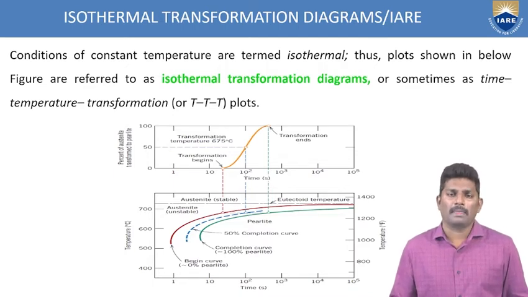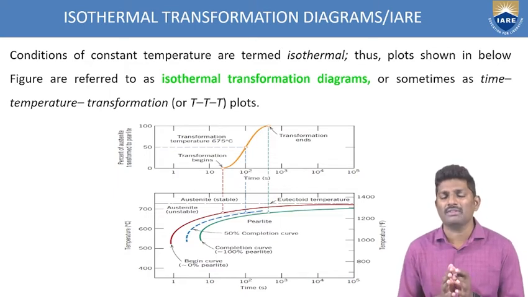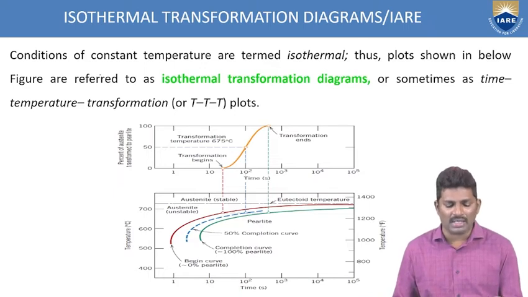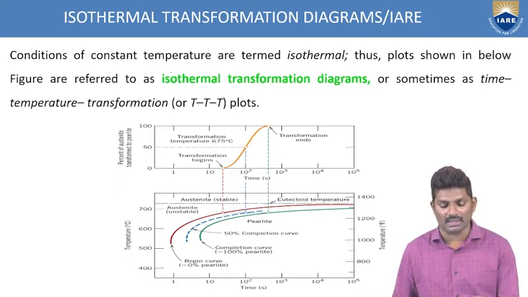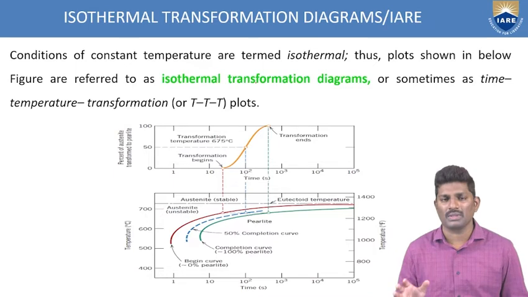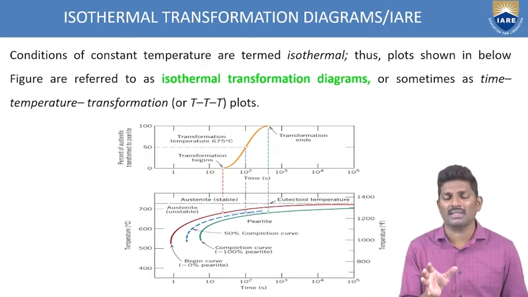Now coming to the isothermal, meaning at constant temperature. At constant temperature, what is varying? What are the transformations? Here, the condition of constant temperature is termed isothermal. So what does isothermal mean? When the temperature is constant, that is called an isothermal reaction.